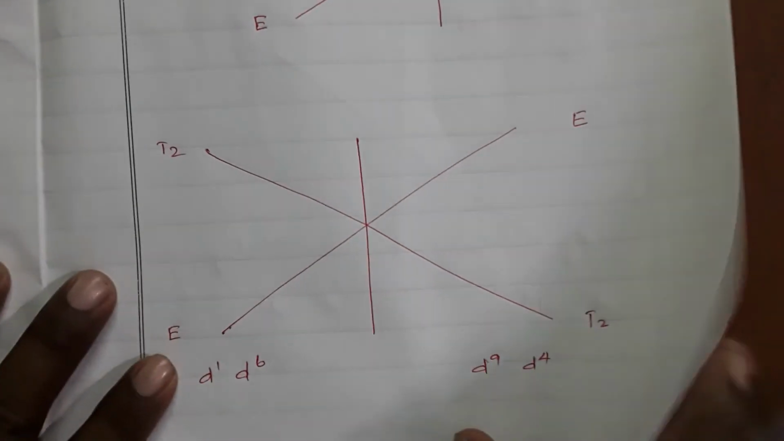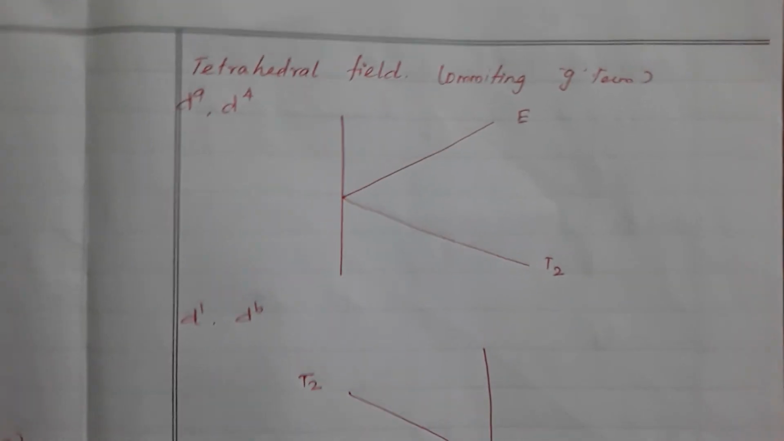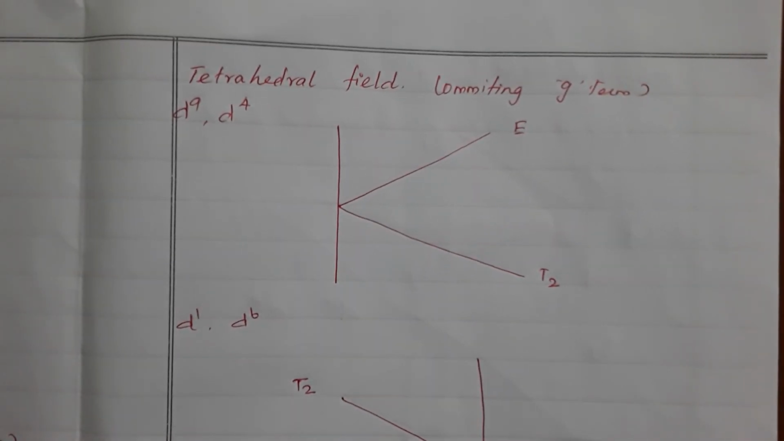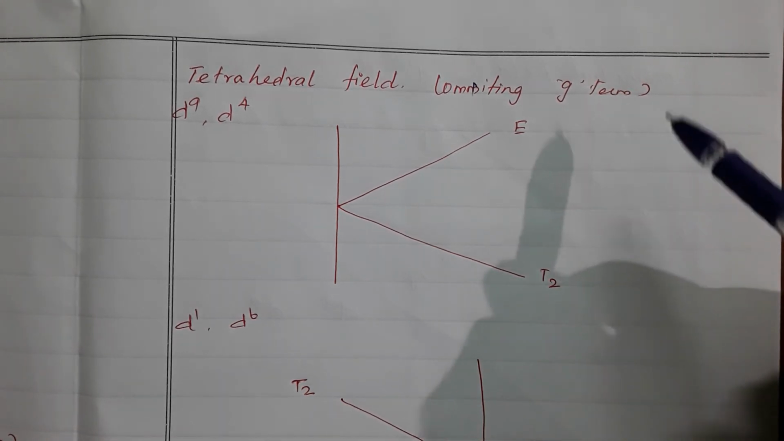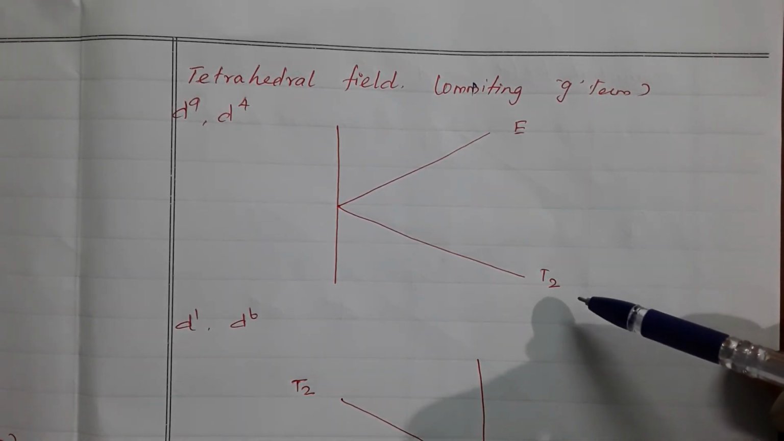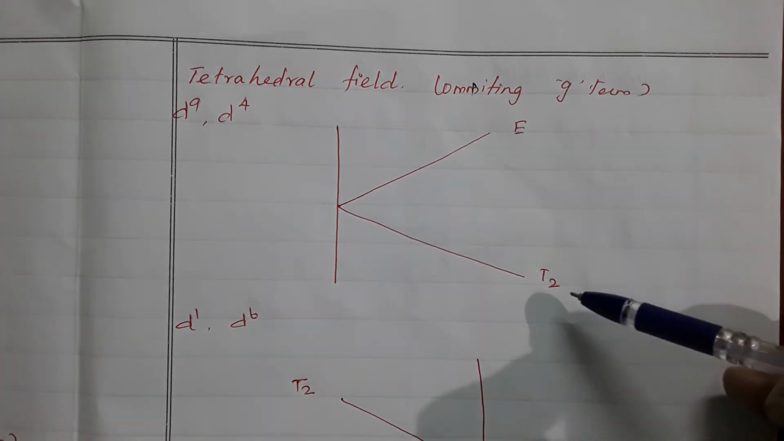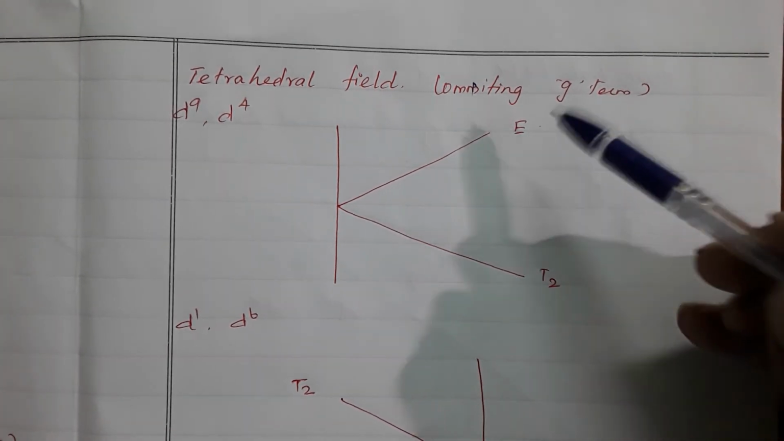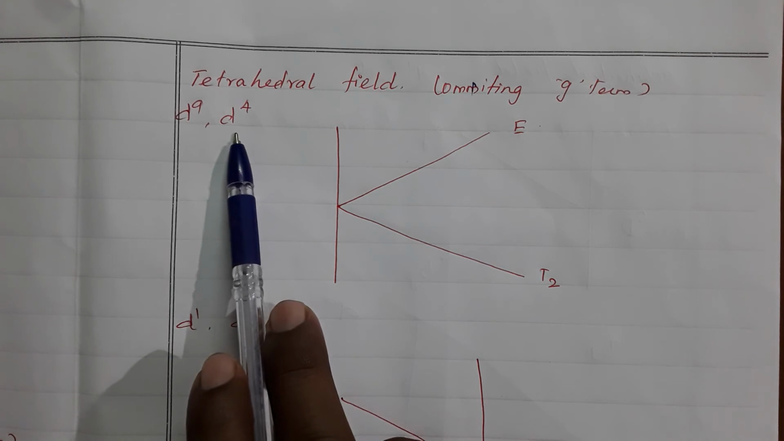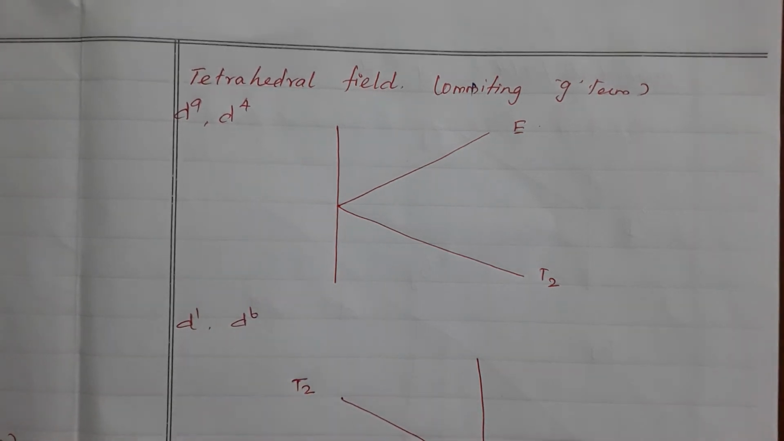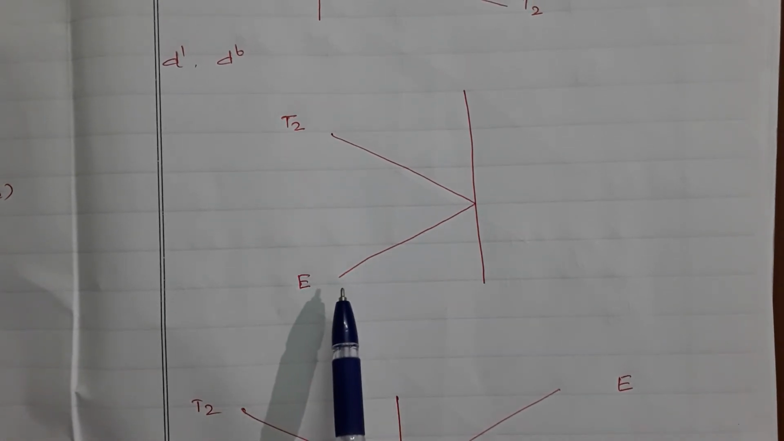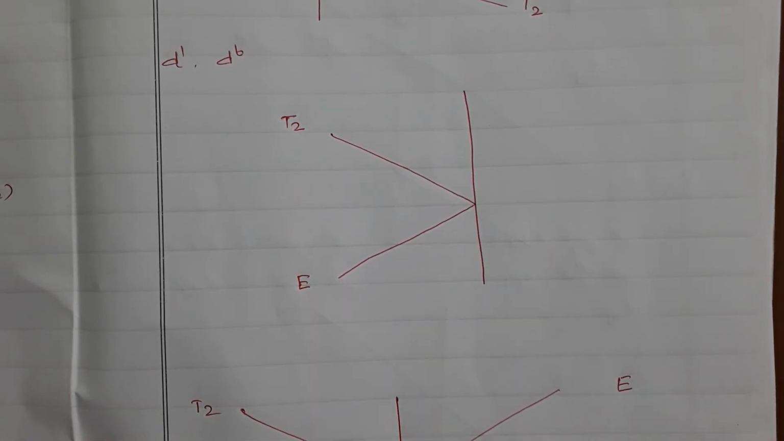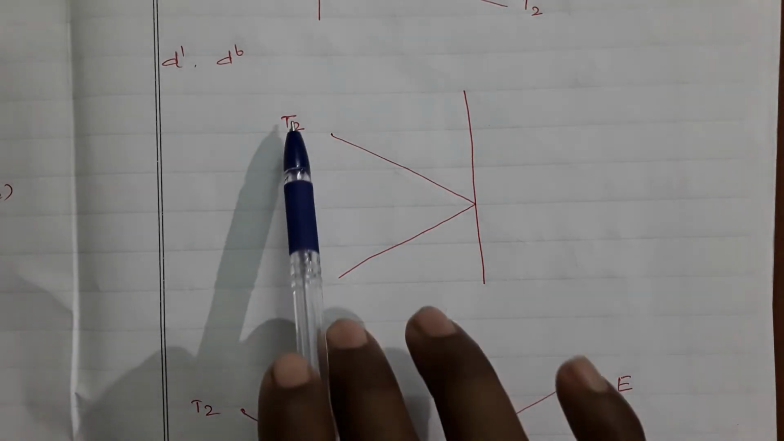The next one is the tetrahedral field. For the tetrahedral field you have to omit the G subscript. By omitting it you can write the tetrahedral terms, that is T2 and E. This is for the d9 and d4 configurations. And for d1 and d6 the configuration is inverted, because d9 is the inverse of d1. So it is E and T2.